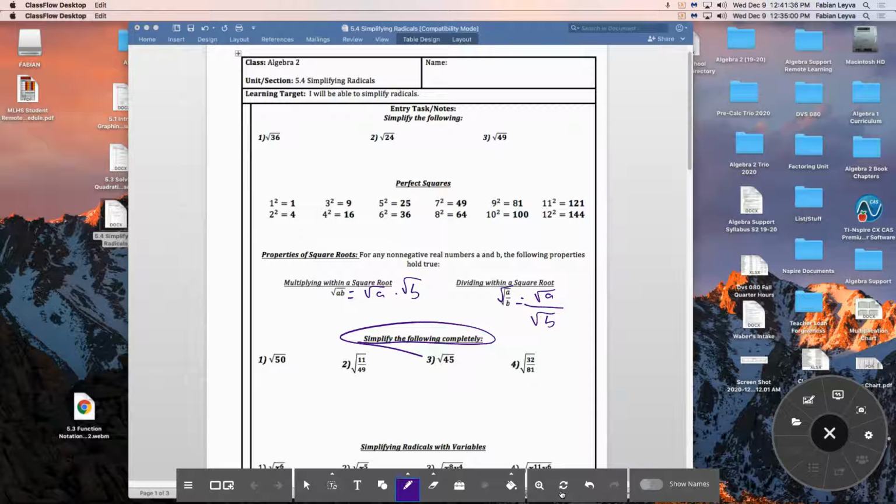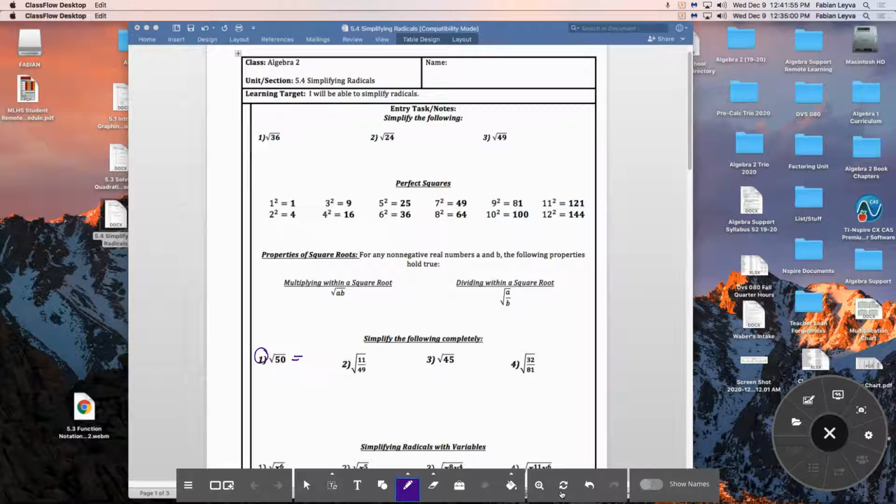We're not really solving, we're simplifying problems like 1 through 4 right here, and I'll show you exactly what I want to see when you guys simplify these. So let's start with number 1. Notice I have the square root of 50. Does there exist a number that multiplies itself to equal 50?